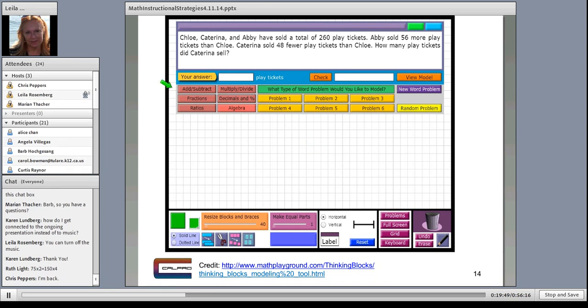Here on this part you see you have add, subtract, multiply, divide, fractions, decimals and percents, ratios, and algebra. So lots of things that you can choose. If you click on view mode, in my case I chose an algebra question, this is what you would see. Since I'm not really online, I just made a copy of the screen for you to see how it will look. So this is what you see if you click on view mode, okay?